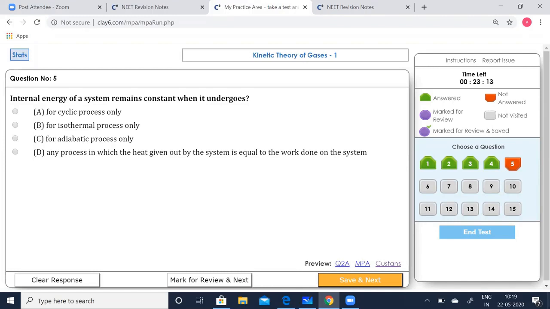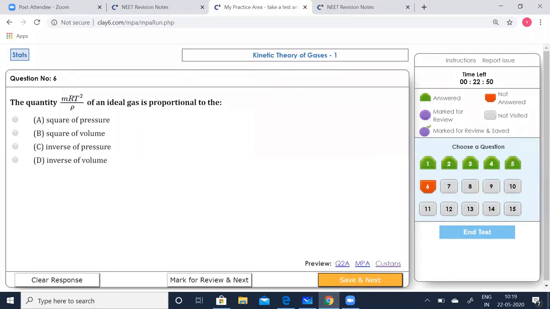However, in general, it is 0 for any process in which the heat given out is equal to the work done on the system. Whenever the heat given out is equal to the work done on the system, there also it is going to be 0. So we can say option D is correct: any process in which heat is given out is equal to the work done on the system. Save that, go to the sixth one.